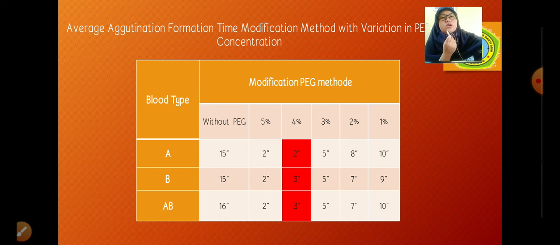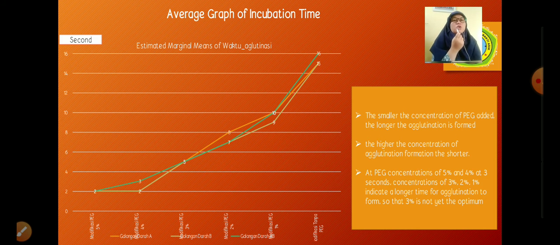So the smaller the concentration of PEG added, the longer the agglutination takes to form. The higher the concentration, the shorter the agglutination formation time. At PEG concentrations of 5% and 4% it takes 3 seconds, while concentrations of 3%, 2%, and 1% indicate a longer time for agglutination to form, so 3% is not yet the optimum. We can see that in the graph of average incubation time.